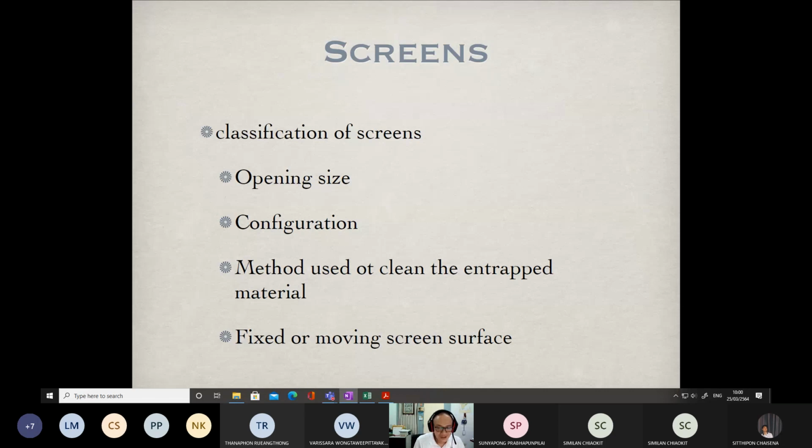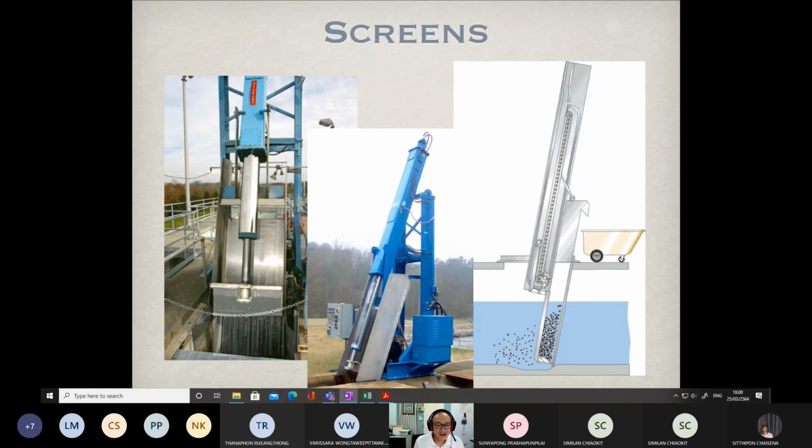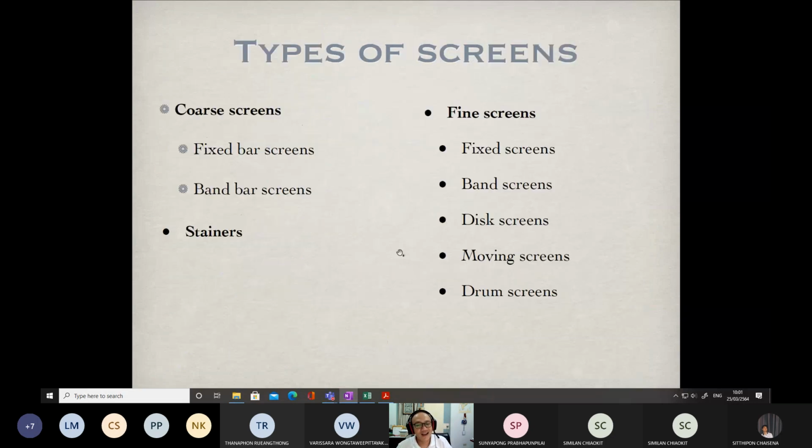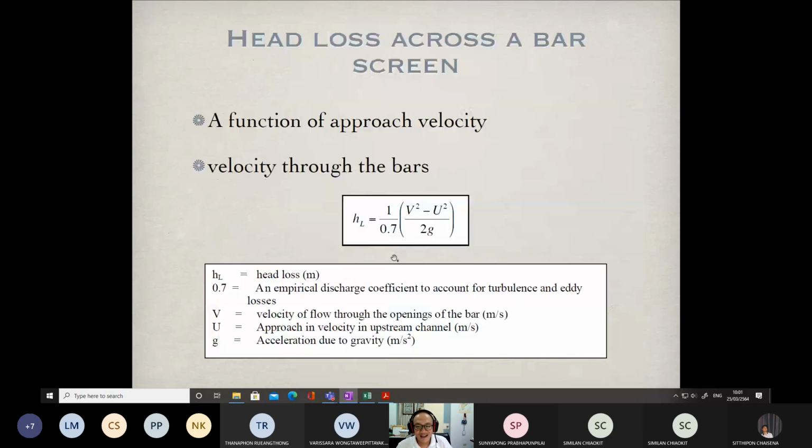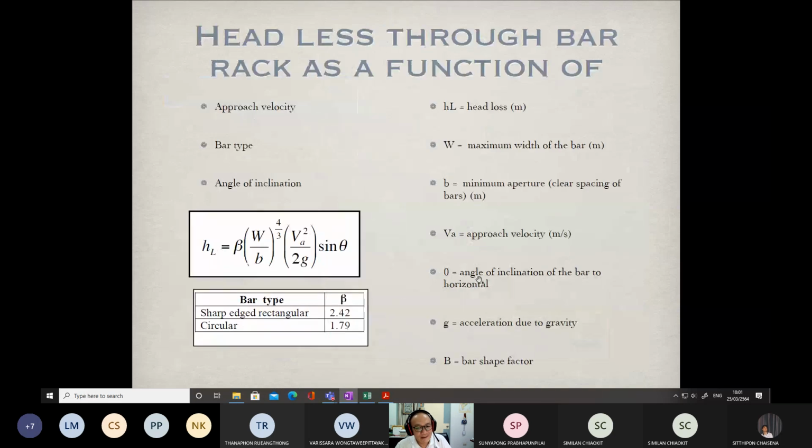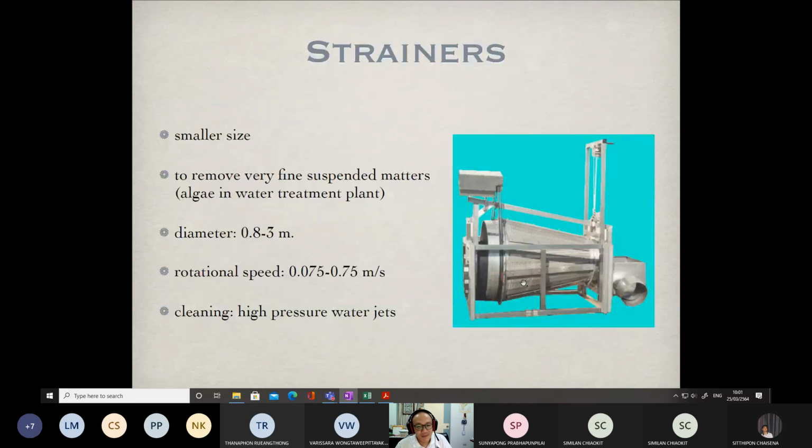Mechanical cleaning is just like the one that you have seen in these figures. Next, a fixed or moving screen surface. According to this photograph, this screen is just fixed. It's not moving. Unlike the drum screen, this is also a fixed screen. But this one is the moving screen.